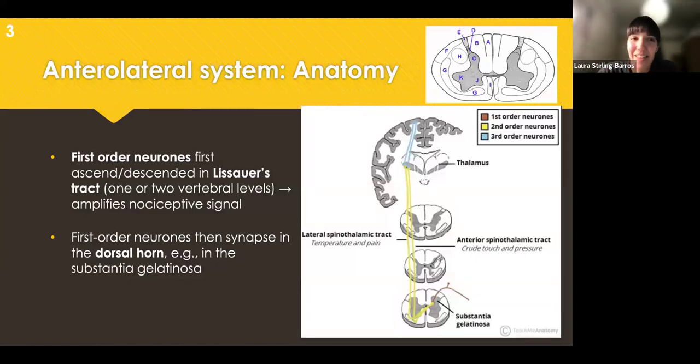So the main thing with the anatomy is that the first order neurons from the anterolateral system usually go up and down Lissauer's tract, which is basically another pathway that amplifies nociceptive signals, and this can be either up or down 1 or 2 vertebral levels. And that's something important to remember for later. And so this first order neuron then synapses in the dorsal horn. For example, it could synapse in the substantia gelatinosa, which we'll talk a little bit more about in a second.